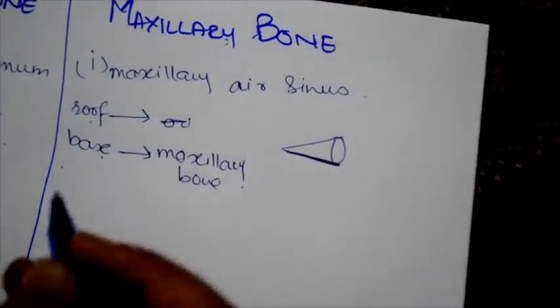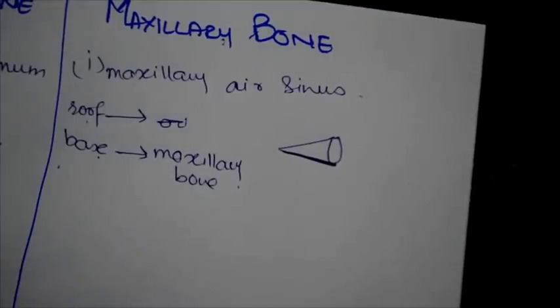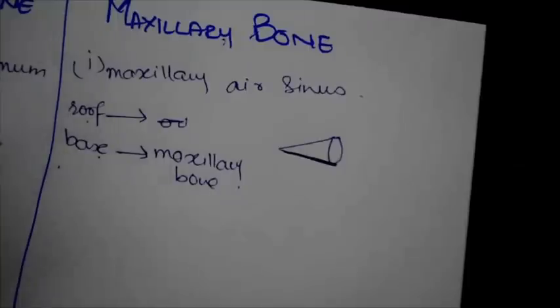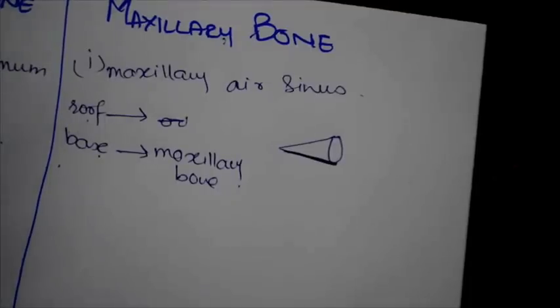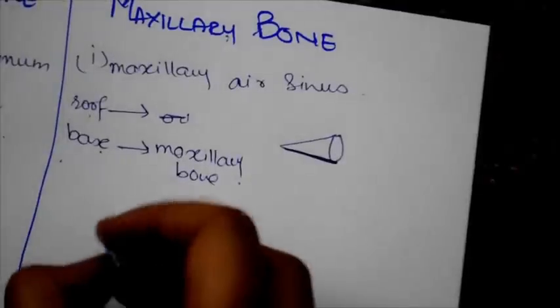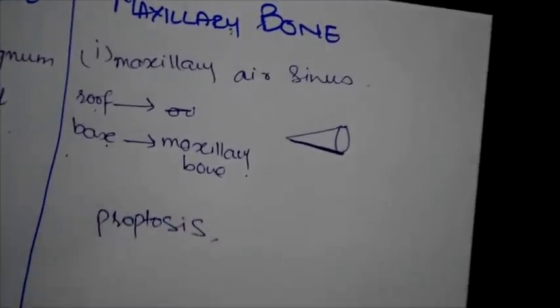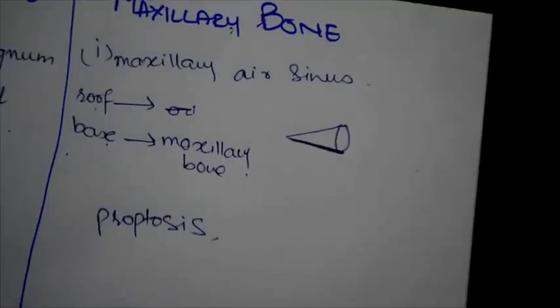Then the infections and the tumors. There is a clinical point about it. When infections and tumors develop in the air sinuses, in the maxillary air sinus to be precise, it will cause the pushing of the eyeball. It will actually push the eyeball outside, and that will be called proptosis. So I hope this is clear.